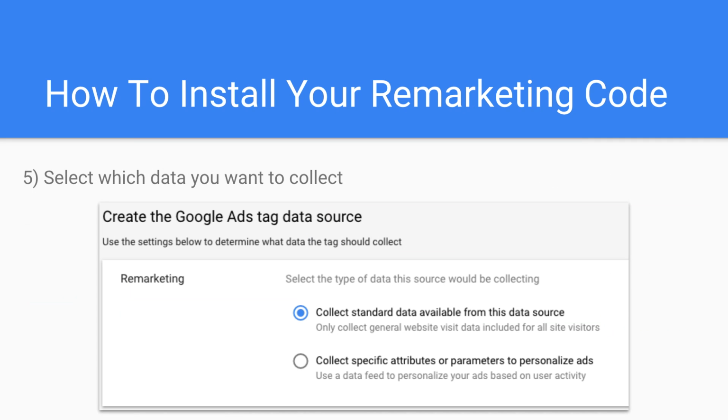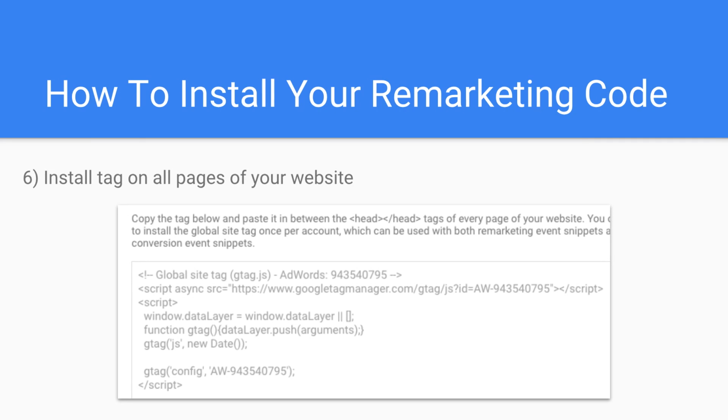Then Google's going to ask you if you want to set this up with standard data or specific attributes. Usually, most advertisers that are setting up remarketing for their first time just want to go with standard data, because you can always segment later. Then you're going to be taken to a screen that's going to have a unique code for you to install on your website. Now, this code typically is going to be installed on every page on your website.